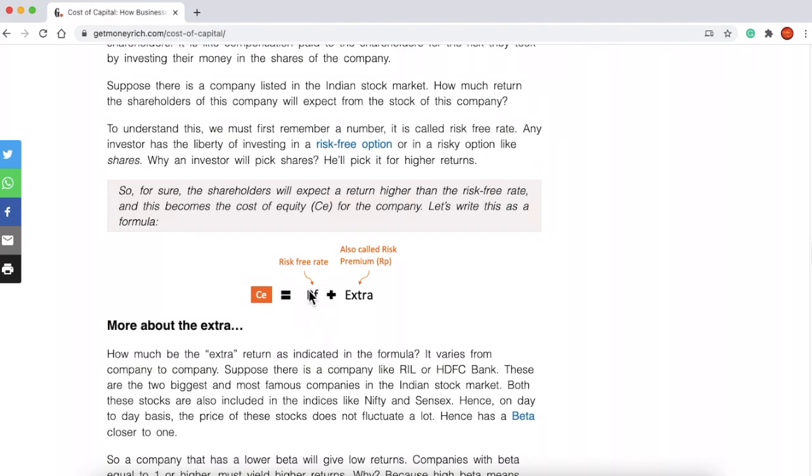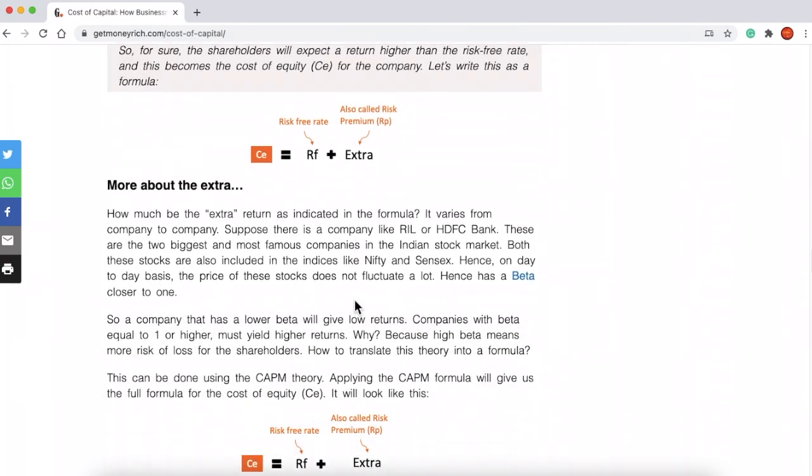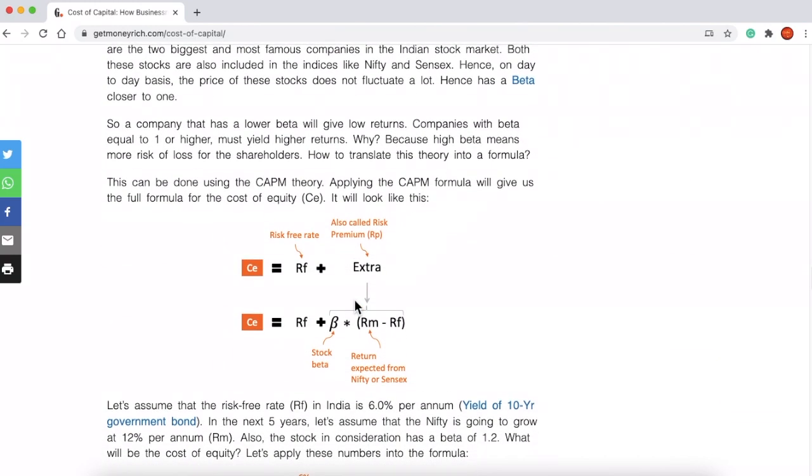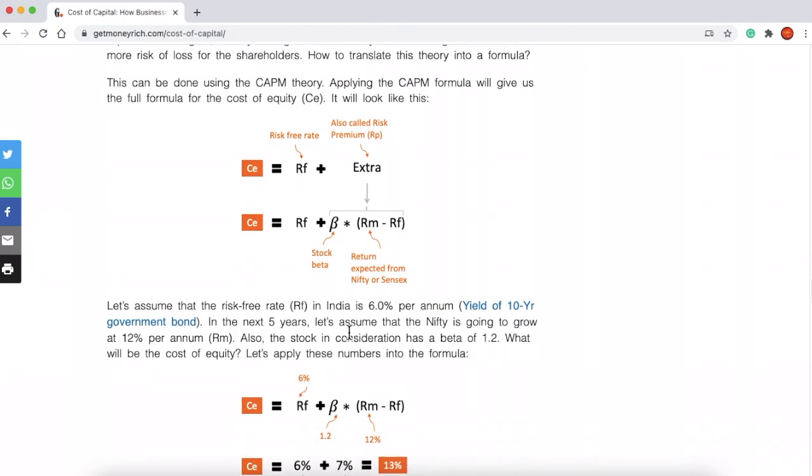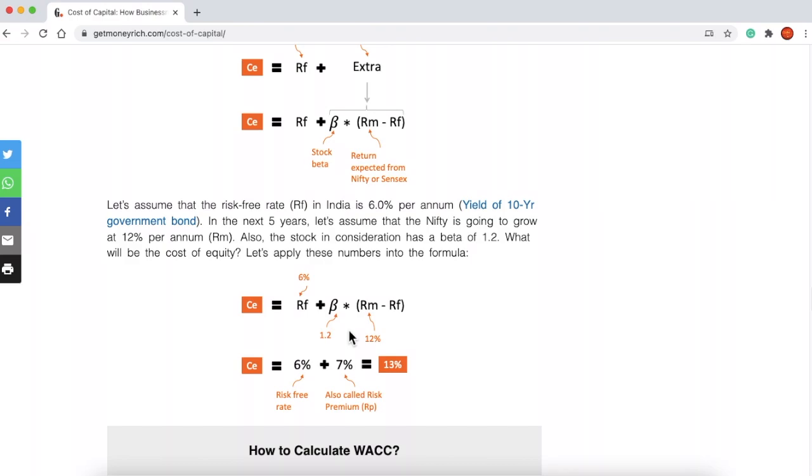So you can say the risk-free rate is, let's say, the interest offered on the bank deposit. That is the risk-free rate for us. And then the extra, let's define what this extra is. The formula will look something like this. Cost of equity will be risk-free rate plus the stock beta into the average return that we expect from the market minus the risk-free rate. This is the formula.